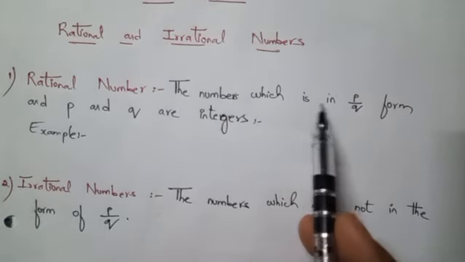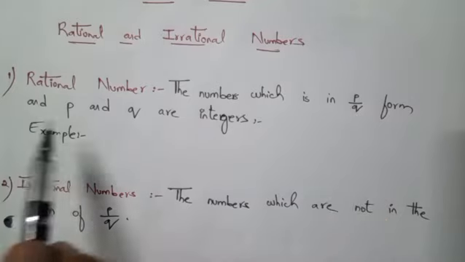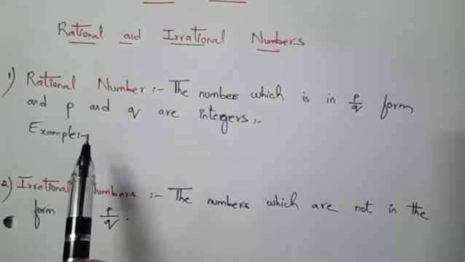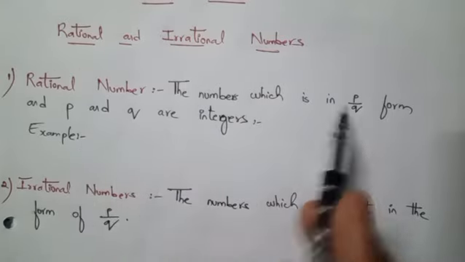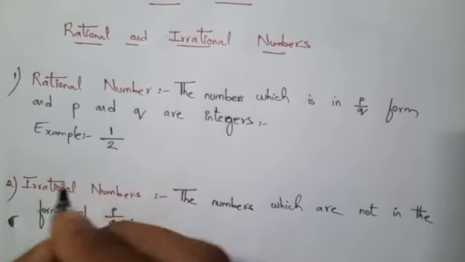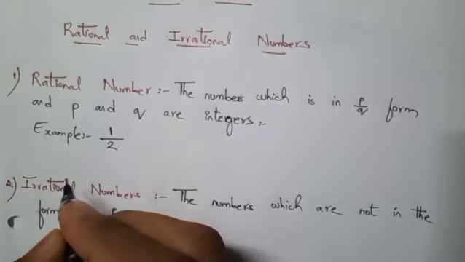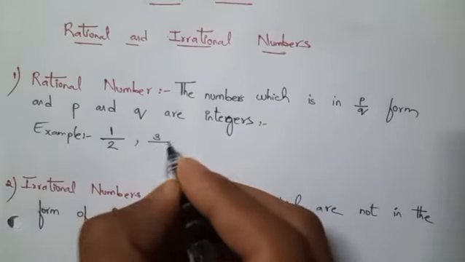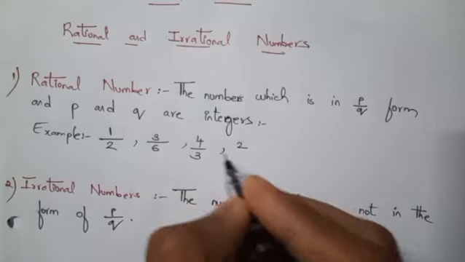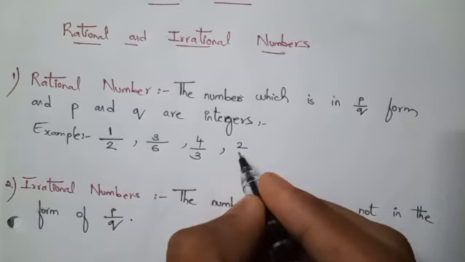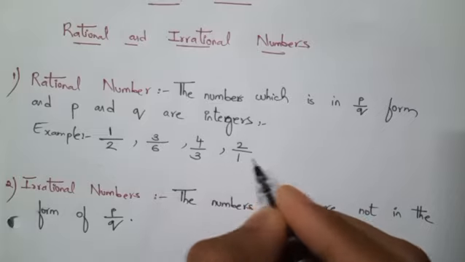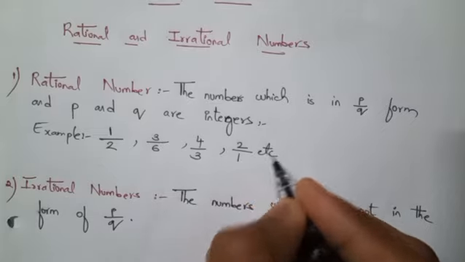A number which is in p by q form, where p and q are both integers. So what is this p by q form? It means numbers in division, like 1 by 2, 3 by 6, 4 by 3, or even a simple 2. It is also a rational number because every number can have a denominator of 1.